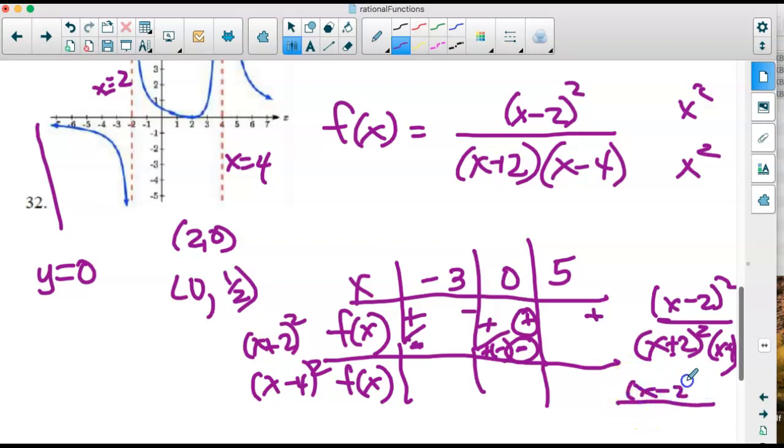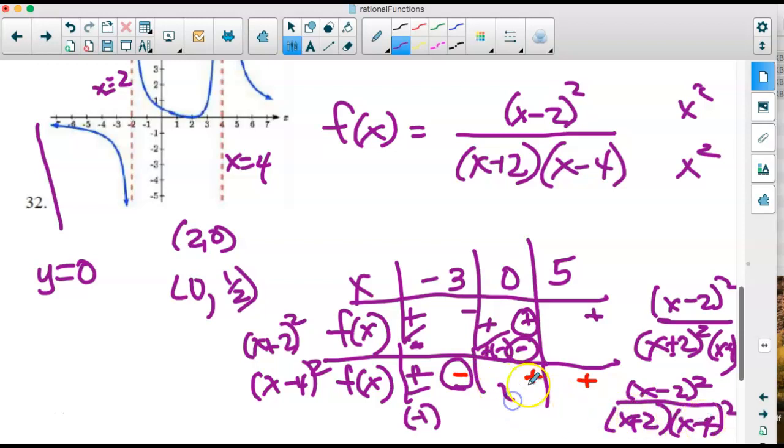So x minus 2 squared, and then we're going to do x plus 2 and x minus 4 squared. Okay, so negative is positive on the top. So our goal here again is negative, positive, positive. Okay, let's see what happens here. We have a positive on the top, and negative 3 gives me negative 1, so that's a negative times a positive because we're squaring it. So we'll get negative there, that's good. All right, we put in 0, we get positive, positive, positive. So we get positive there, that's good.